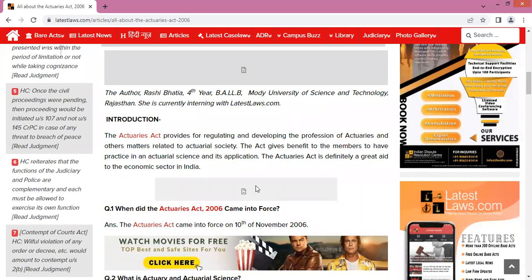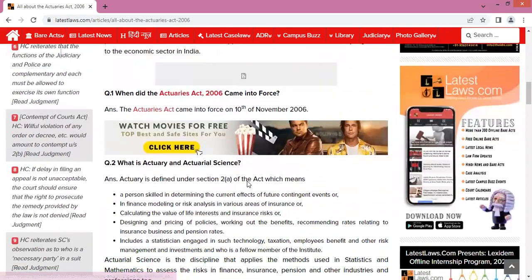So, to regulate other matters related to the actuarial society, the act gives a benefit to the members to have a practice in actuarial science and its application. The Actuaries Act is definitely a great addition to the economic sector of India. It helps the economic sector in India. How does the Actuaries Act support the economic sector in India? Because it comes in insurance companies, and what it is we have seen.